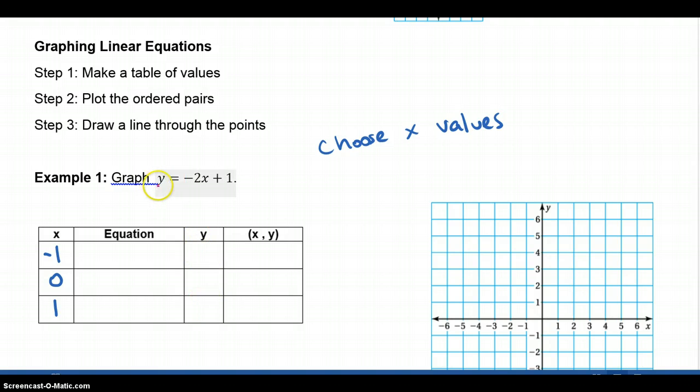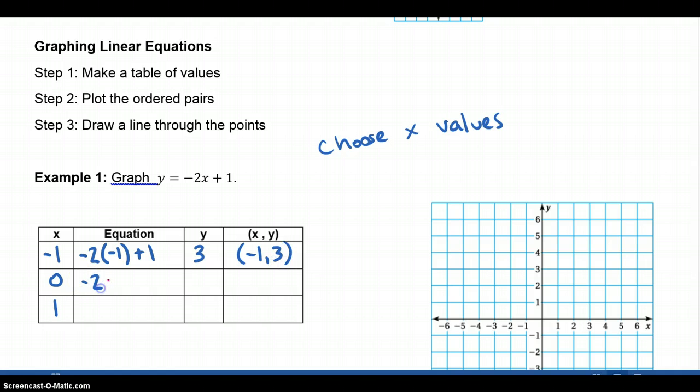What is y? Y is equal to this. So in this space, we're going to do -2 times x. So times, I'm going to use parentheses for that, times -1 plus 1. And then we do this work. Use a calculator if you need to. -2 times -1 is 2, and 2 plus 1 is 3. So this point is (-1, 3).